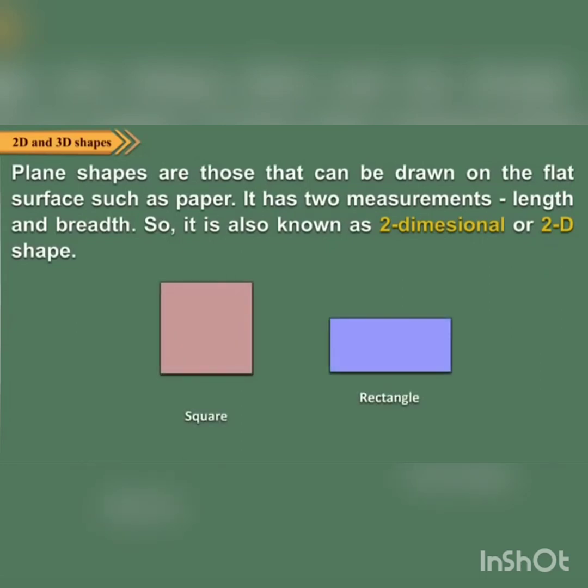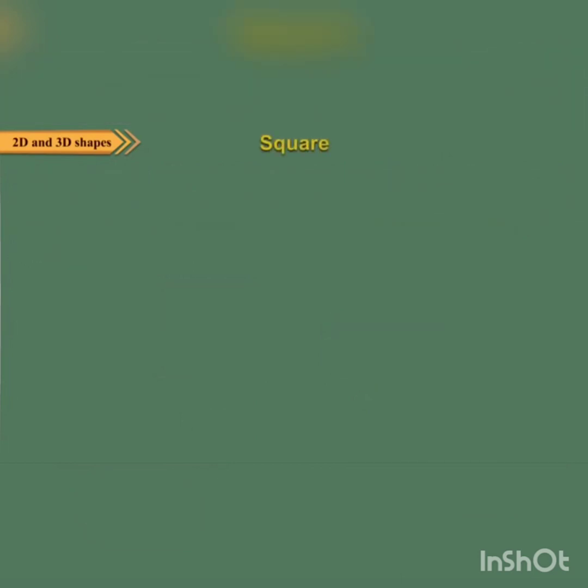Plane shapes are those that can be drawn on a flat surface such as paper. It has two measurements, length and breadth, so it is also known as a two-dimensional or 2D shape. Square and rectangle are plane surface shapes, so we are going to explain them.